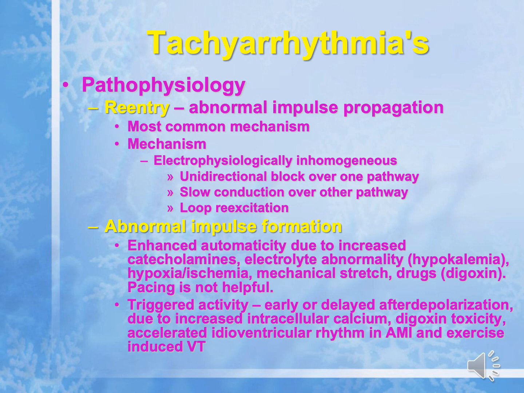Some further considerations of pathophysiology: there are basically two mechanisms of tachyarrhythmias, one being abnormal impulse propagation, which we call re-entry, and the other being abnormal impulse formation, which represents enhanced automaticity or triggered activity. On this slide, you can see some of the different causes that can precipitate these different arrhythmias. The re-entry mechanism is the most common of the two.